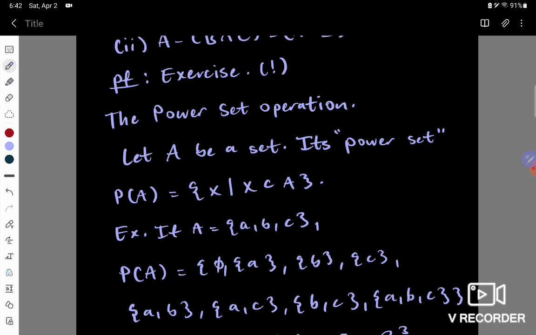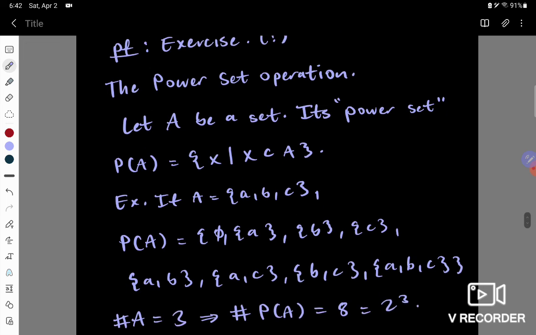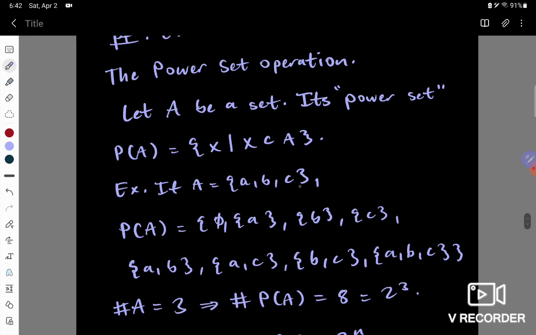Better than exhaustively listing out all the elements of a power set to find its cardinality, or its size, there is a faster way if you know the cardinality of its base set, the original set A. Notice that if the cardinality of A is 3, the cardinality of the power set of A is 8, which is, not coincidentally, 2 cubed. The reason for this is a very slick combinatorial argument.